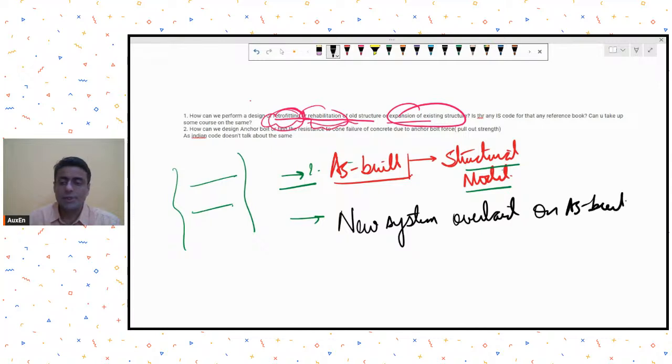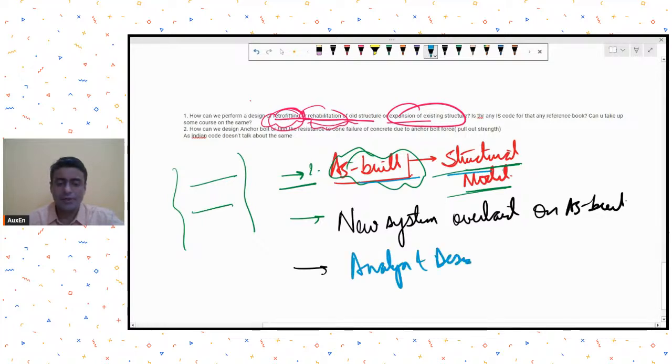Once you run your analysis and design, you will understand how much strengthening, how much retrofitting your as-built system needs, whether it is capable of taking the loads on its own without strengthening, or it needs strengthening. Then you will analyze and design, and find out the required treatment needed for the as-built arrangement, and then you can work out the new design for the new system that you're going to provide. In such a way you can come up with a scheme.